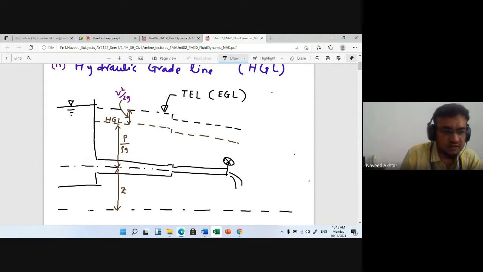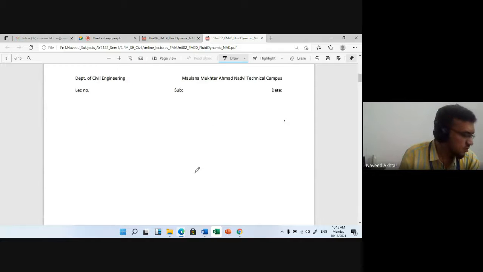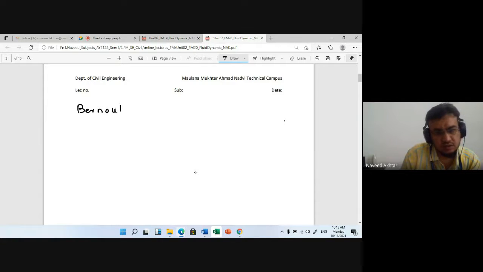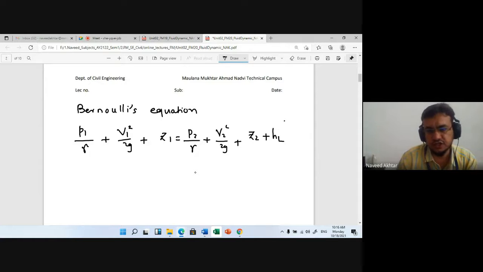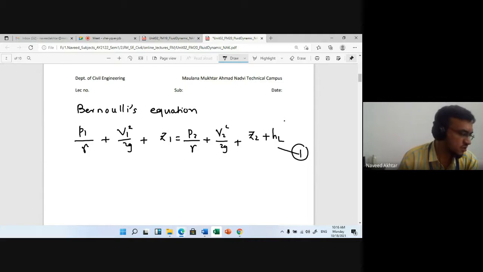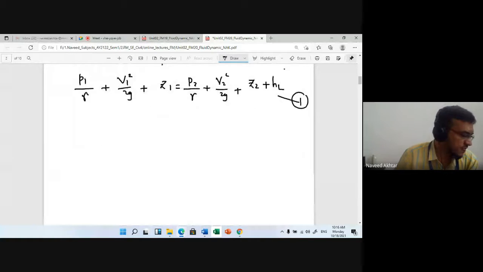If I write down here, you know Bernoulli's equation, that is P1 upon gamma plus V1 square upon 2G plus Z1 is equal to P2 upon gamma plus V2 square upon 2G plus Z2 plus HL, that is the energy head loss or energy loss. I will give this equation number 1.